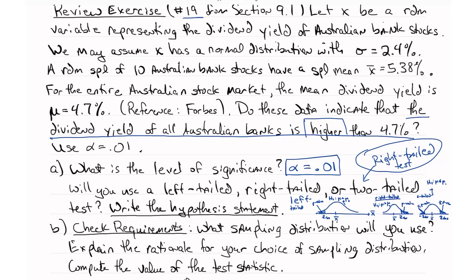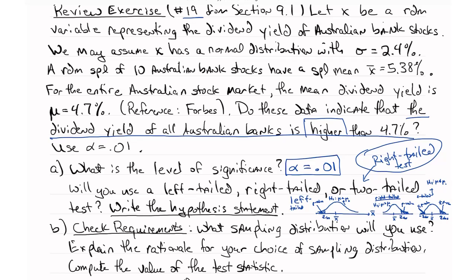Because this says higher. If it says lower or smaller or less than, then we would use a left-tailed test. If it says higher, larger, bigger, greater than, then we're going to use a right-tailed test. If it says not equal to, different than, not the same, something like that, we'd use a two-tailed test.